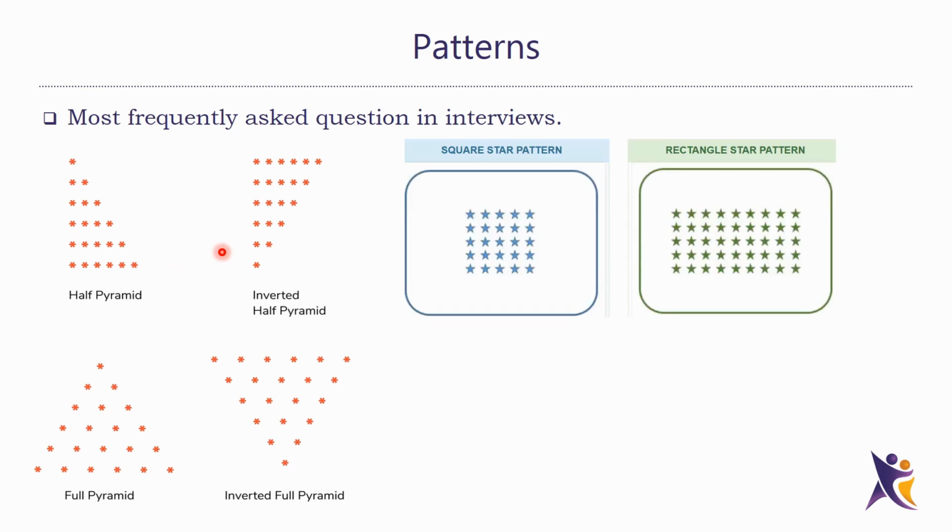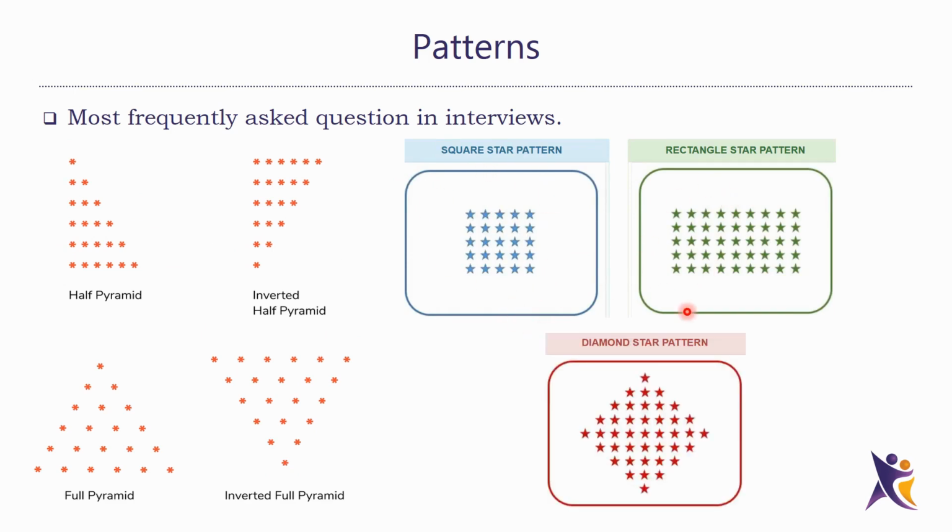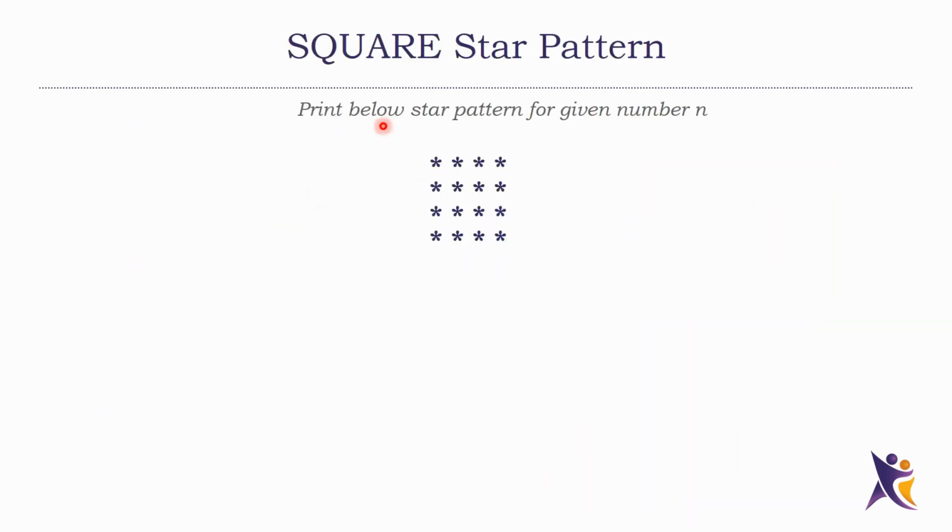Not only that, they might ask you to write a program to print a square shape or rectangular shape, even a diamond shape. This is one of the questions most frequently asked in interviews to test the programming skills of a person. Personally, I used to ask these questions at least in the initial rounds to test programming skills. As a programmer, we should be able to write code to print any kind of pattern. So let's see how to print a square pattern first.